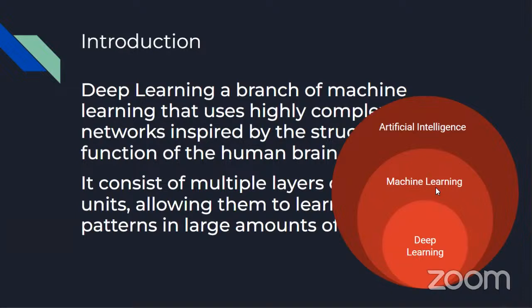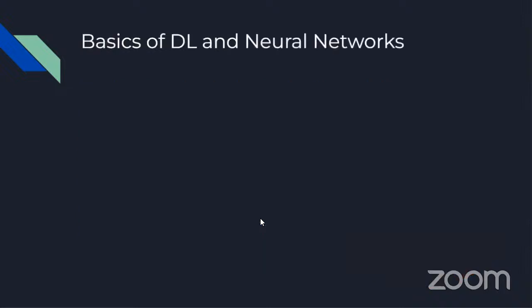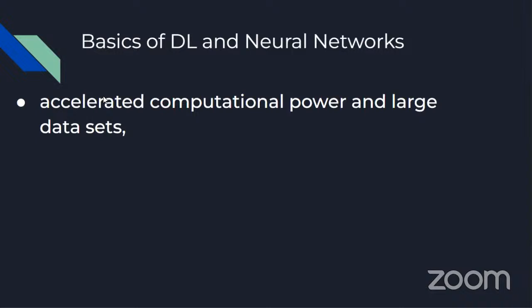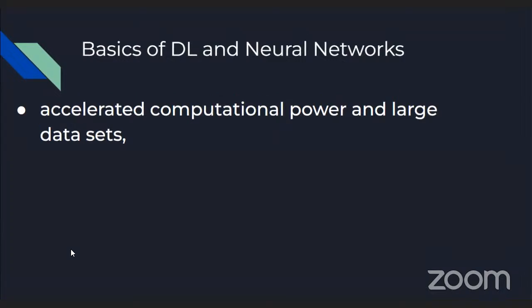Both machine learning and deep learning are a branch or subset of AI, and deep learning typically works on neural networks and it comes under machine learning. It is a more specialized version, you can say. So what are the basics of deep learning and neural networks? Deep learning basically is used because it accelerates and exceeds the computation power, and it can work on larger data sets very easily.